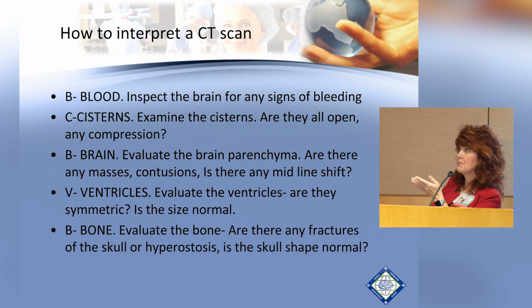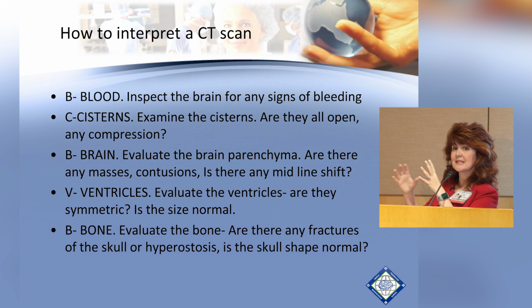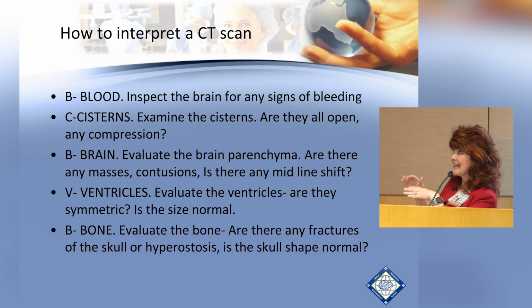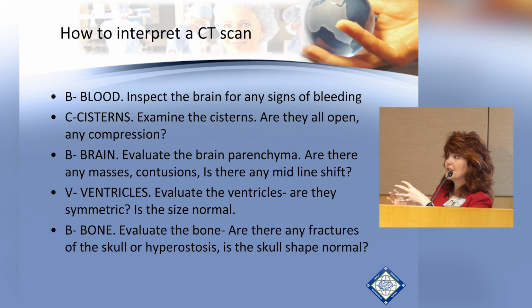So B stands for blood. We're inspecting the brain for any signs of bleeding. C is the cisterns, which are all the canals in the brain, and we're looking to see if they're open or are they compressed. The brain itself, the brain parenchyma, we're looking for any masses, contusions. Is there any midline shift? Is the brain pushed over one way or another? The ventricles, which is where all the CSF flows, we're looking to see if they're symmetric and are they the same size.